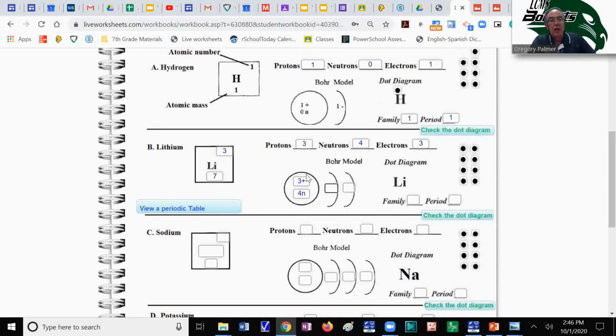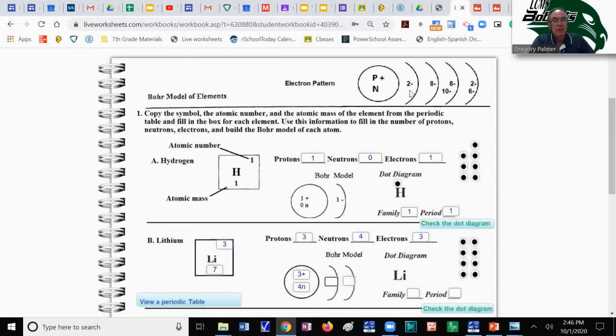Now we need to put all of these 3 electrons on this model. If we look up here at this chart, 2 can go on the first energy level, and then it's full. So we're going to put 2 minus here for the 2 electrons. And now we need a total of 3 electrons, so we still need to put 1 more. And we look up at the chart, it can have up to 8 electrons on this second energy level, and we only need 1, so we're good. I'm going to put that 1 minus there.